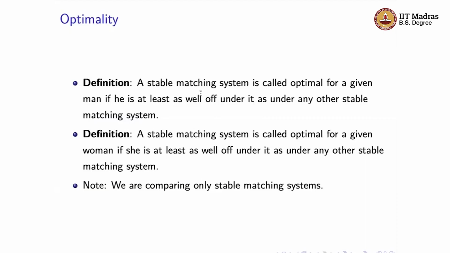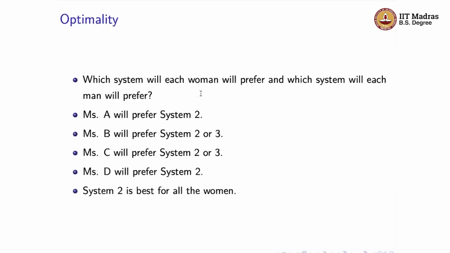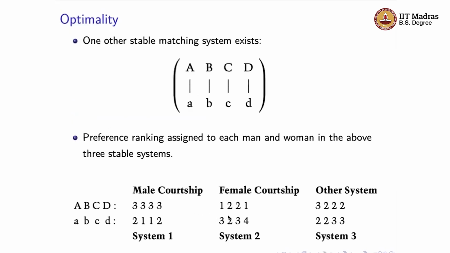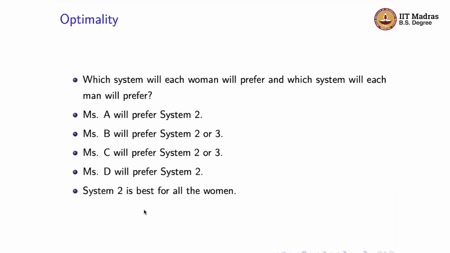So notice this is a very key point. When we are comparing the different situations, we are only comparing between different stable matching systems, right? So for example, in this system 2, clearly Miss B and Miss C got the second best ranking, right? They didn't get their top preferences, right? But they would all agree that this is the best, because if you are comparing across different stable matching systems, this is the best that they could have done, right? In any other system, they would have got either the second or the third, right? So definitely not strictly better than this, right?